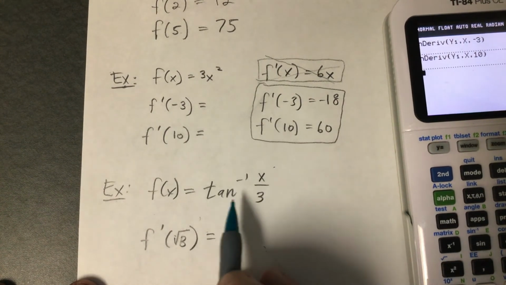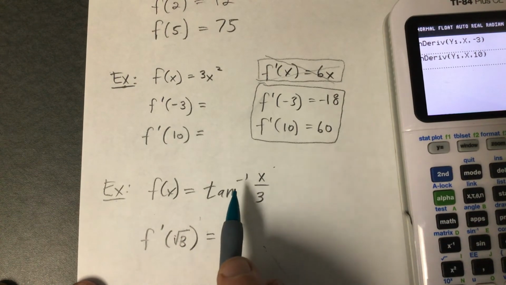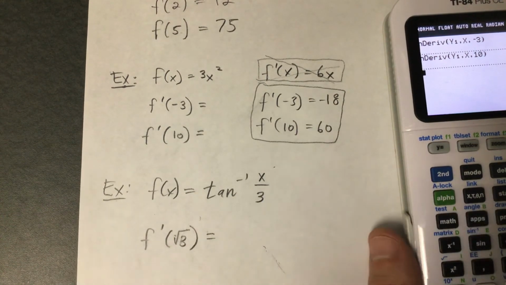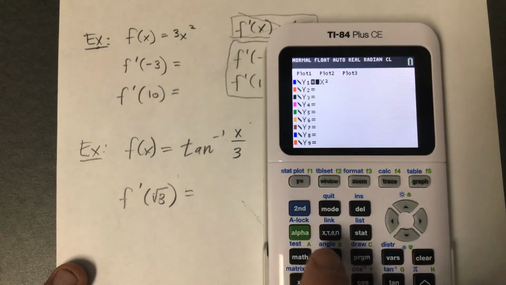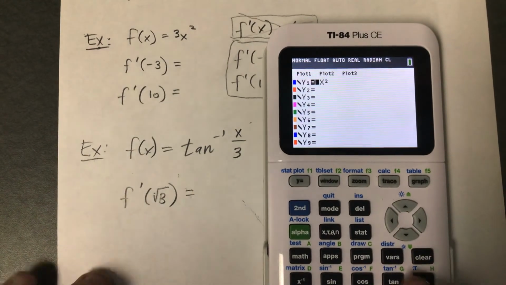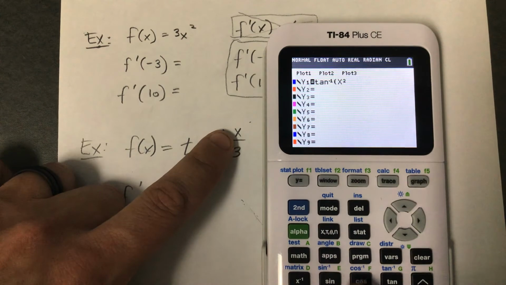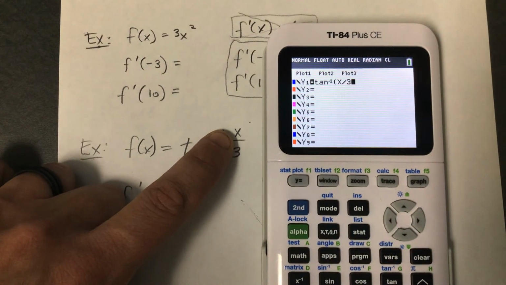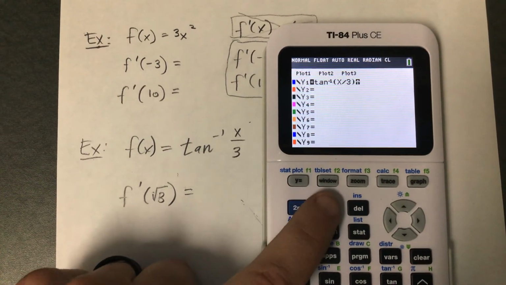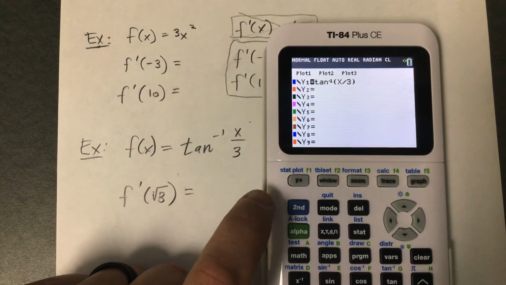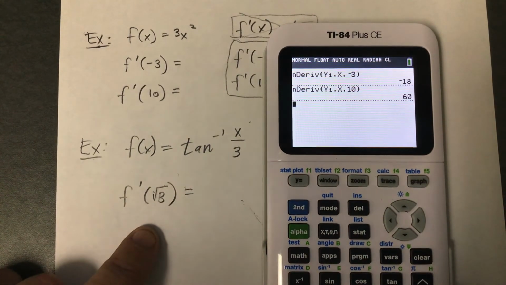And the reason the calculator is necessary is sometimes they give us functions where we cannot take the derivative using the techniques that we have. So let's go through how we would do this one. So I would put inverse tangent into y sub 1. The way I would push that is second tangent. I need to do x over 3, so I would do x divided by 3. Let's close that up. Actually, let's push enter first. Then let's get back to our calculating screen. And let's do our derivative.